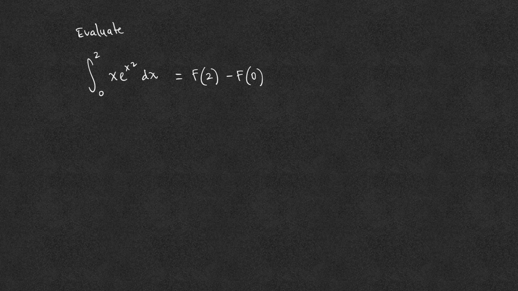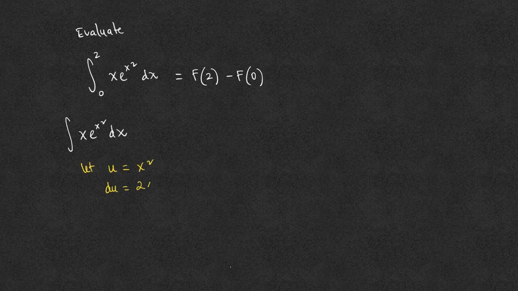But first, we would need to find an antiderivative of x e to the x squared. First, observe that we have an x squared and x, and that the derivative of x squared is 2x. The derivative of x squared is a constant multiple of x, which is present in the integrand. And so we let u be only x squared.